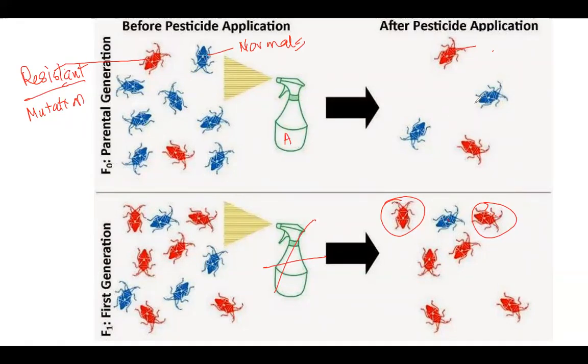This is another example of anthropogenic action, right? Herbicides, pesticides, antibiotics, pollution, all caused by human activities. And these are examples of evolution by anthropogenic action.